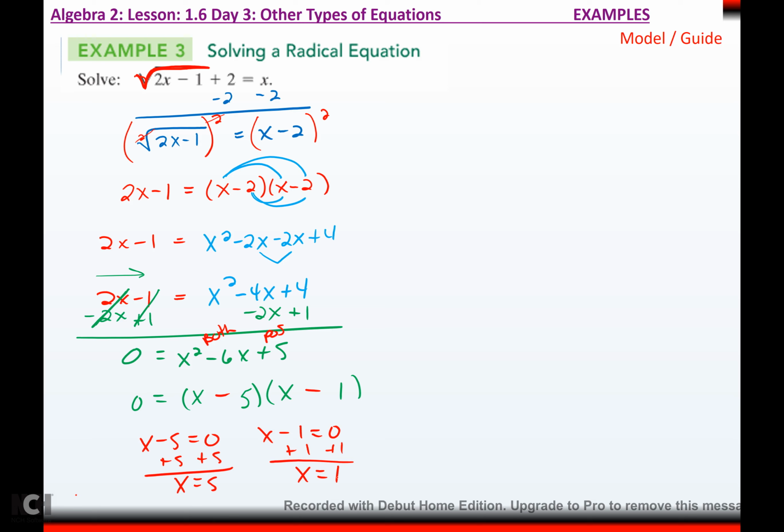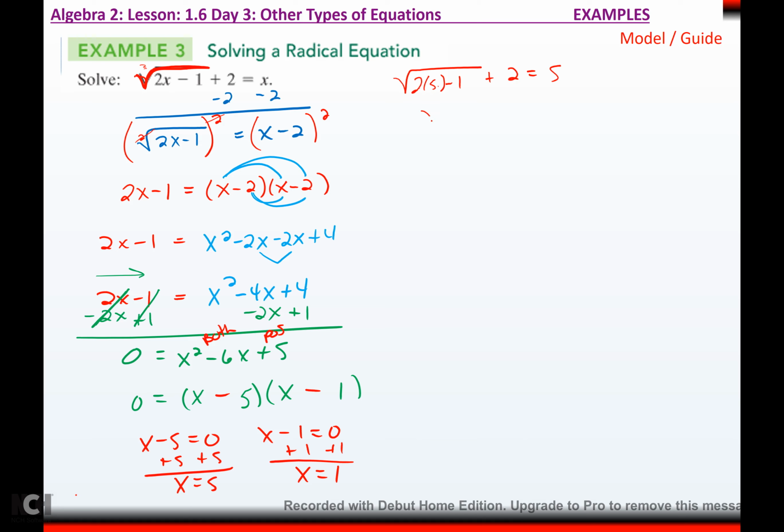And what I mean by bad answers is if you plug it back into a radical equation and you get a negative underneath an even root, you have to throw it out because it's not going to be real. If I substitute 5 back in, the square root of 2 times 5 minus 1, plus 2, equals 5. If it's true, then I can keep the solution. If it's false, then I can't.